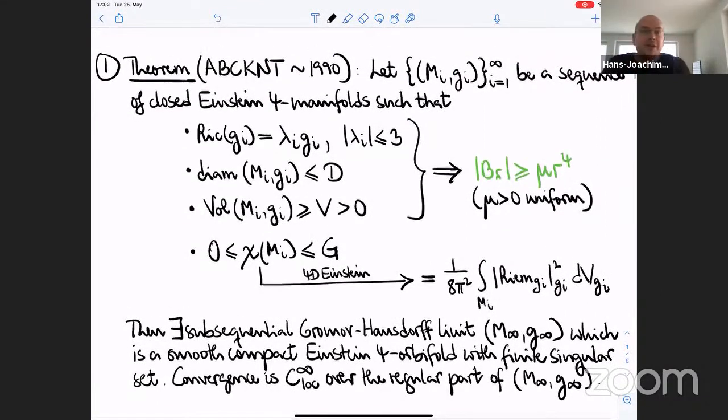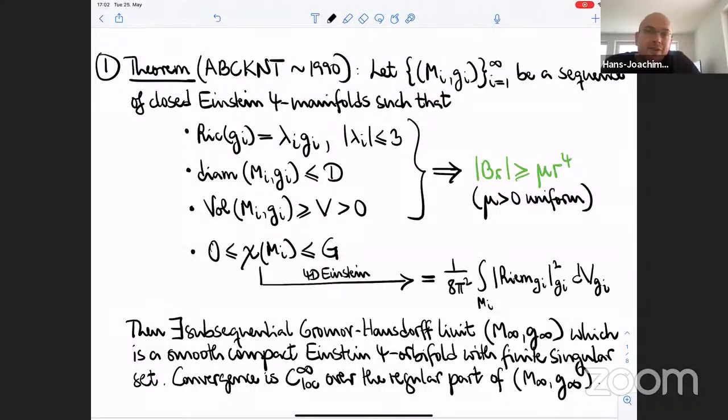So let me start by writing down the big theorem in this area. This is one of these convergence and compactness theorems in Riemannian geometry, and it's due to a combination of, I think, six people around 1990: Anderson, Bando, Kasue, Nakajima, and Tian. And it says the following.